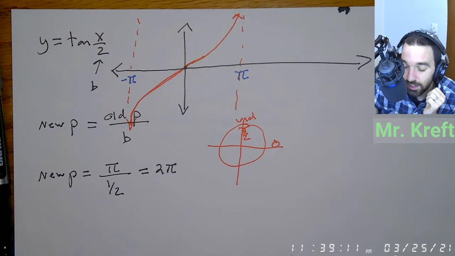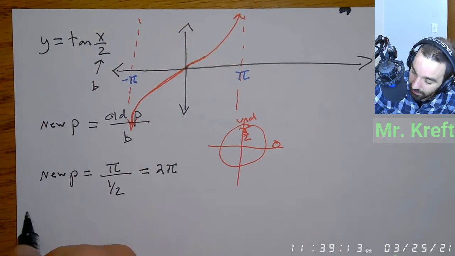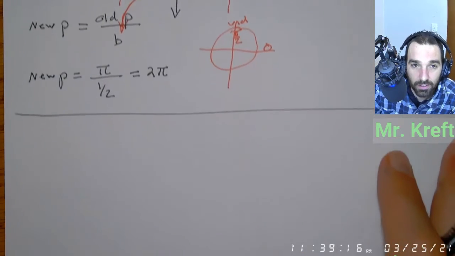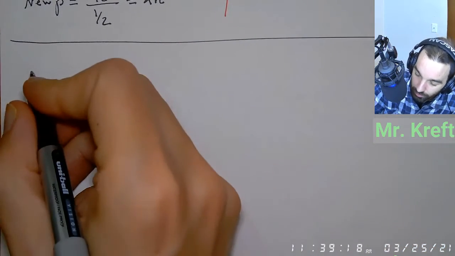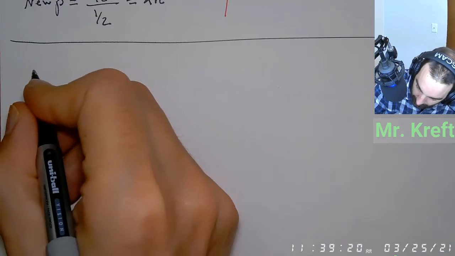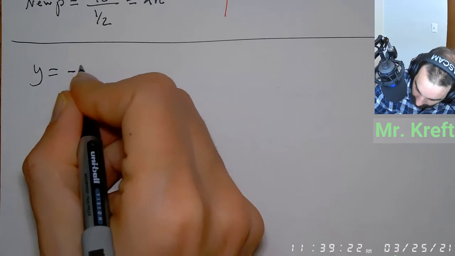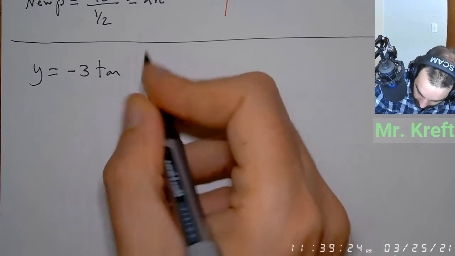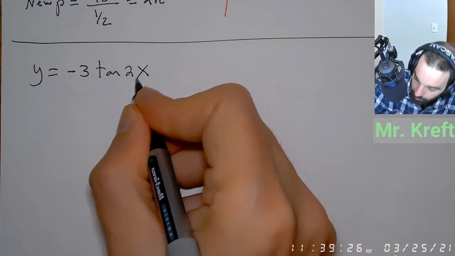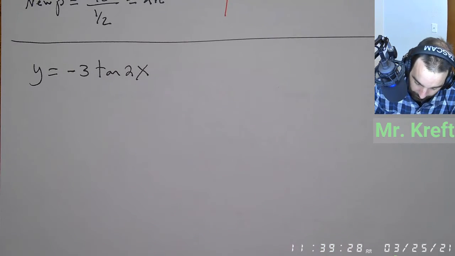And just remember, guys, you have Desmos. So I'll show that to you in a second, right? If you don't have a graphing calculator, Desmos has a graphing calculator, and I'll show you how to use that. So let's say I have y equals -3 tangent of 2x. This is our last example. Then I'll show you how to use Desmos.